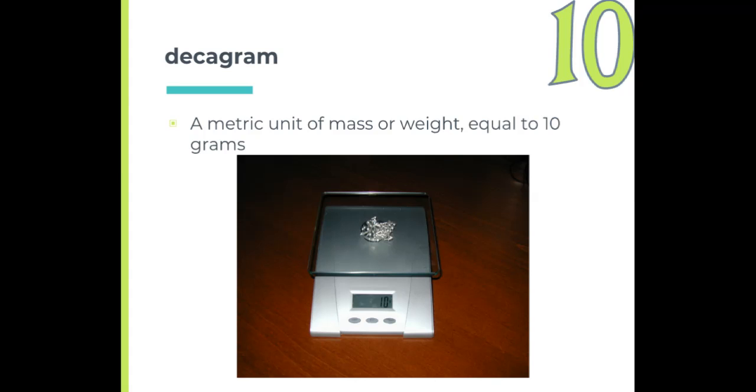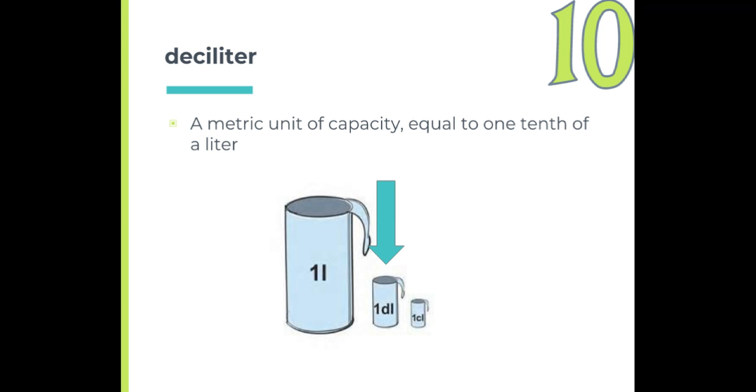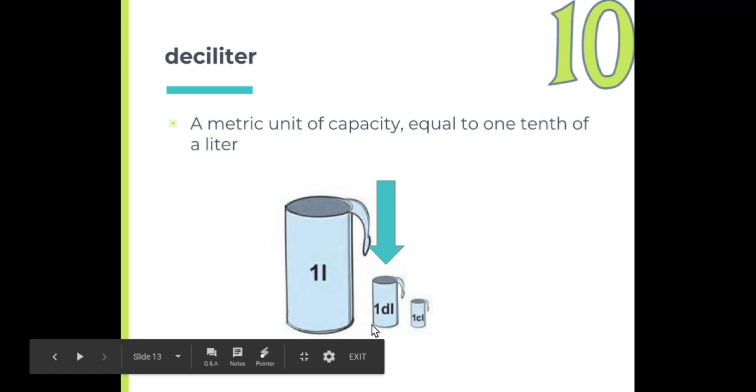So a decagram is a metric unit of mass or weight equal to 10 grams. A decimeter is 1/10 of a meter or 10 centimeters. So think about what a decimeter measures and match it. And then last but not least is decaliter, and this is a metric unit of capacity, which is equal to 1/10 of a liter. So you can see in the picture here's 1 liter, here's 1 centiliter, and here is 1 deciliter.